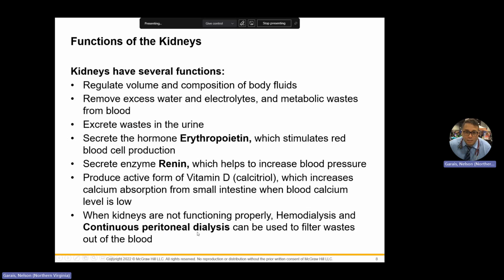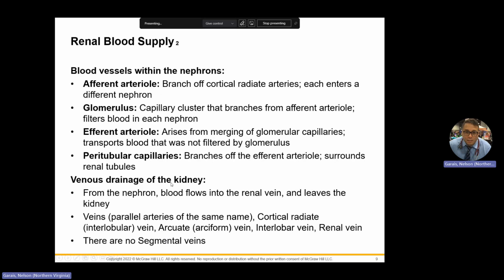Hemodialysis and continual peritoneal dialysis. It's nice to know, but we'll go over that in lecture. Again, we're focusing on anatomy and physiology.